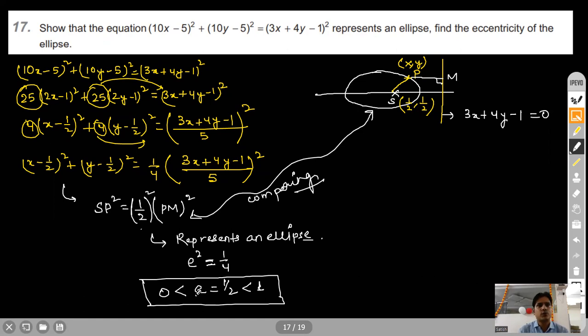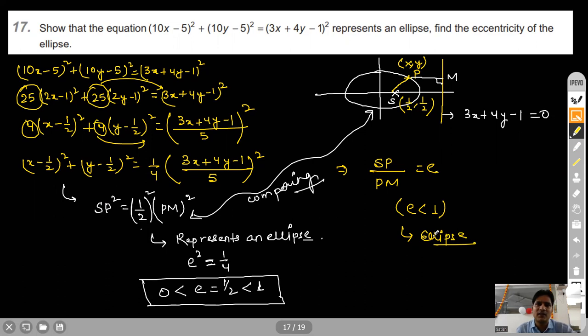So is this what the question is asking? That the equation represents an ellipse, and find the eccentricity of the ellipse. Okay, we can further find the value of a and b also. So here, if you see, it is representing an ellipse. Why? Because the ratio of the distance from a point and the distance from a line is equal to e, and e is less than 1. So it's obvious that it will represent an ellipse. So I think we have done the proof for this question, so we don't need to go further.